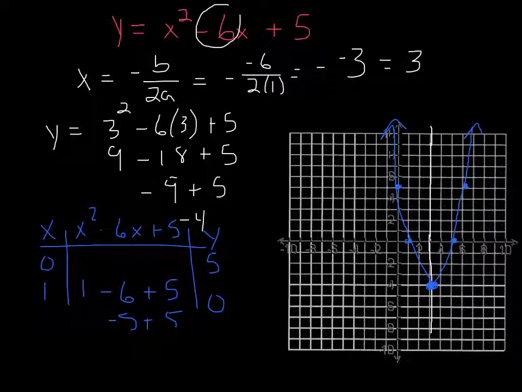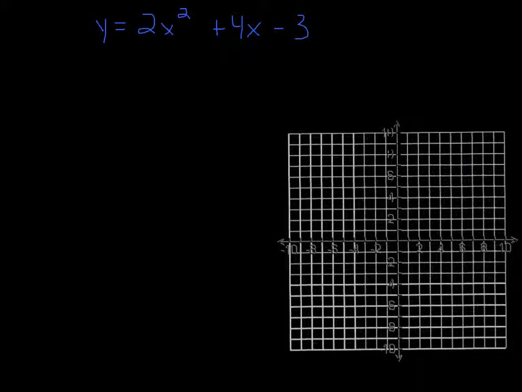Okay, so you have a couple, try these. One at the bottom of page 10 and one at the top of page 11. So give those a shot, then come on back and see how you did. Okay, so let's see how we do here. We have for our first try this: y equals 2x squared plus 4x minus 3.